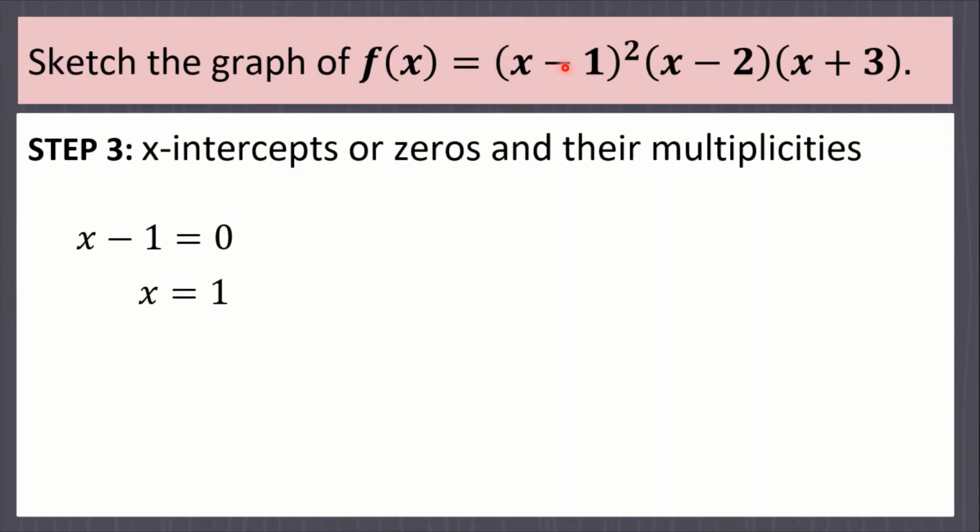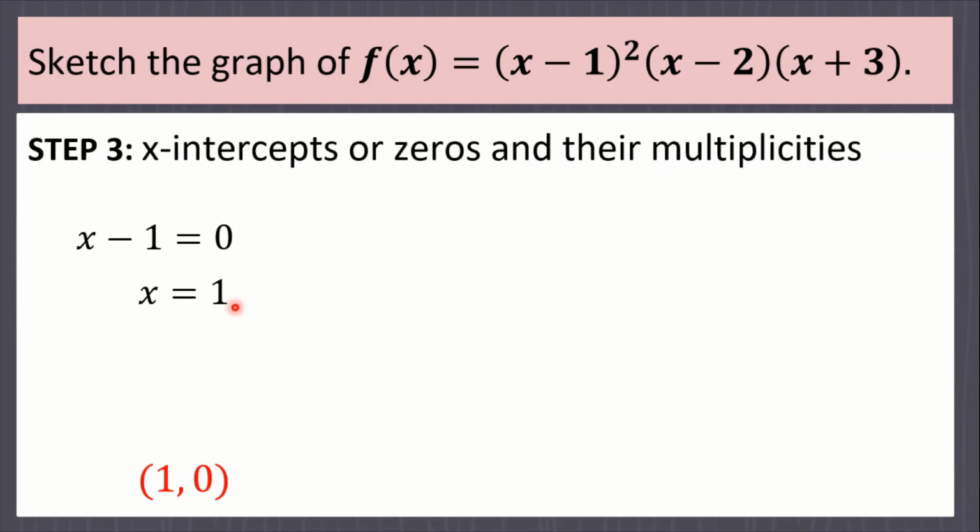We have x minus 1. Equate natin to 0. So, x minus 1 equals 0. Adding 1 to both sides of the equation, o kaya, applying yung transposition. So, negative 1, transpose natin to the other side, so magiging positive 1. So, x is equal to 1. So, the first root is 1.